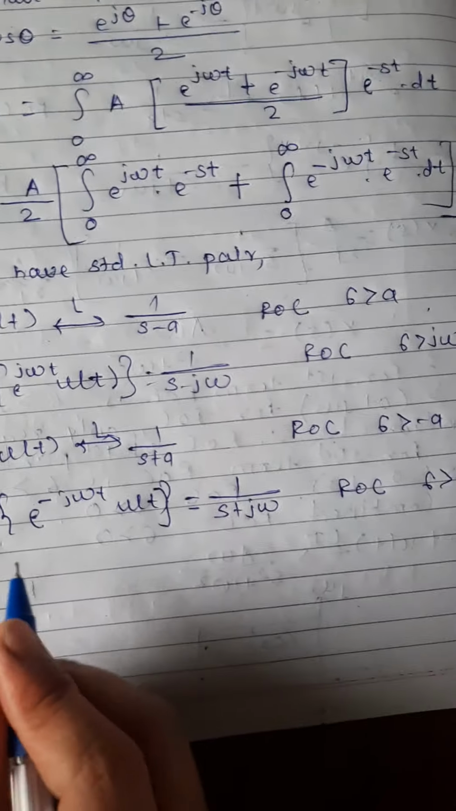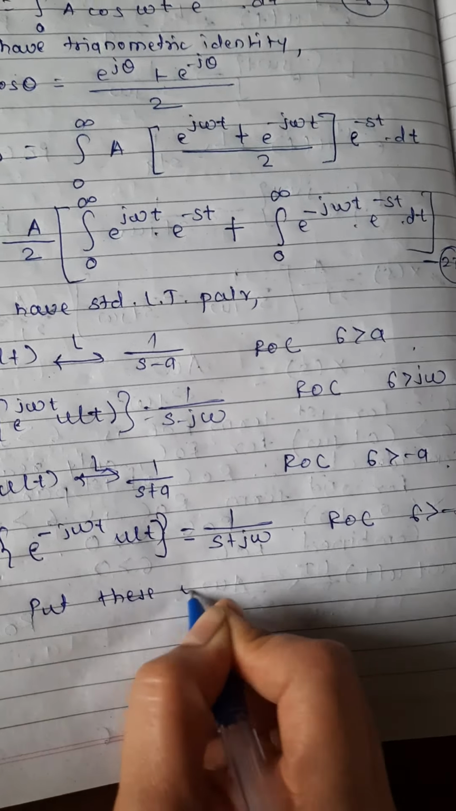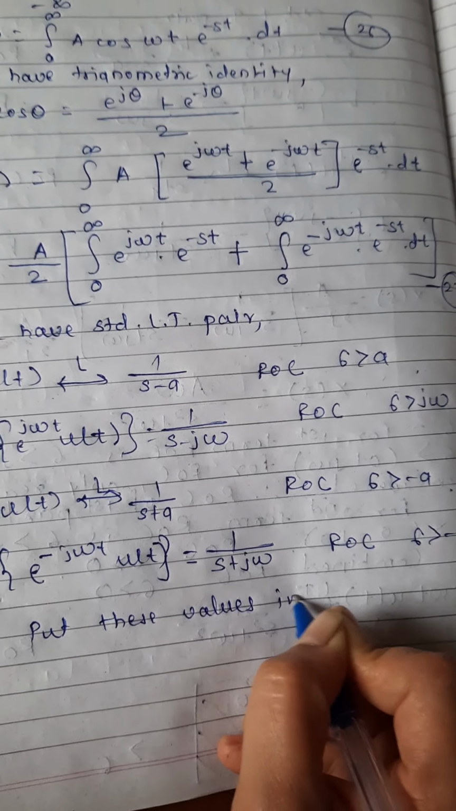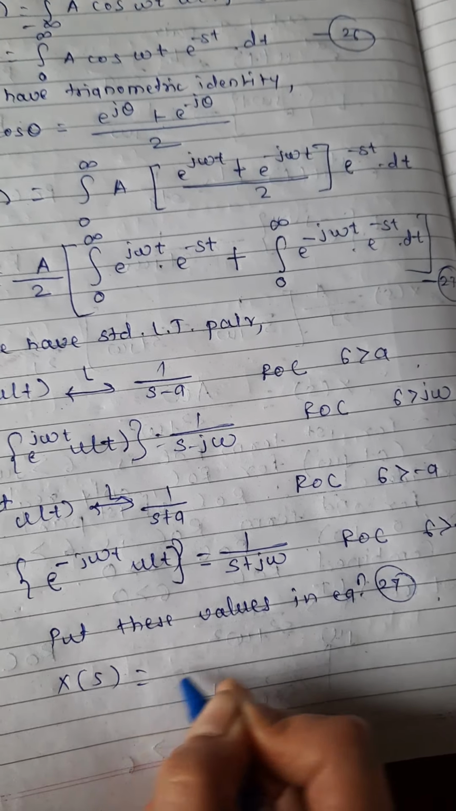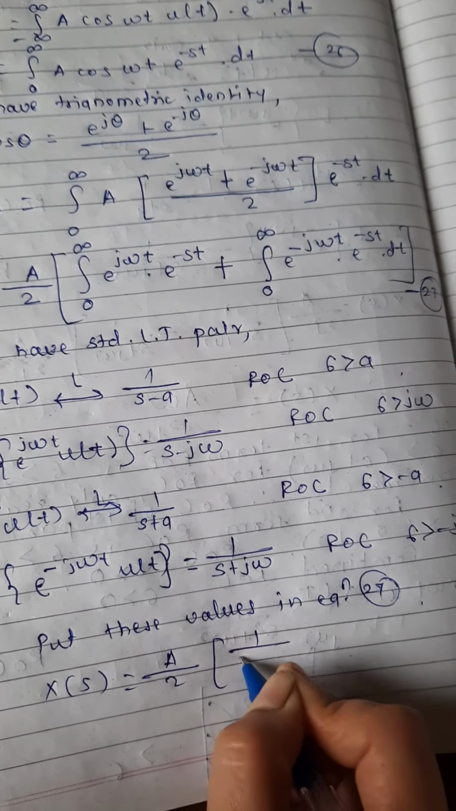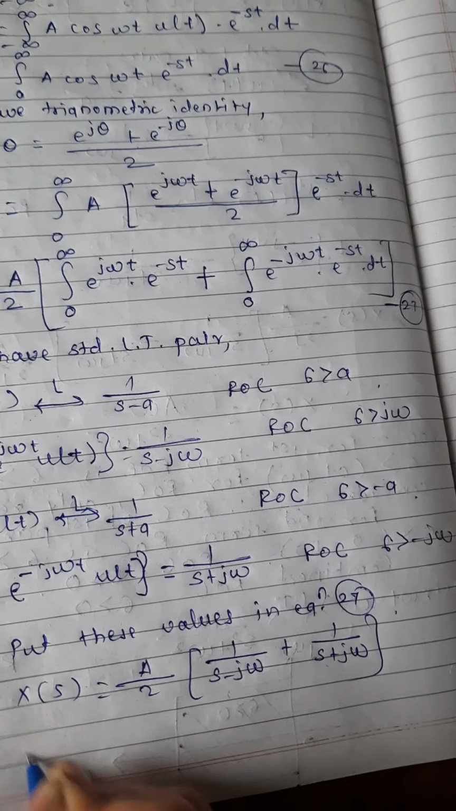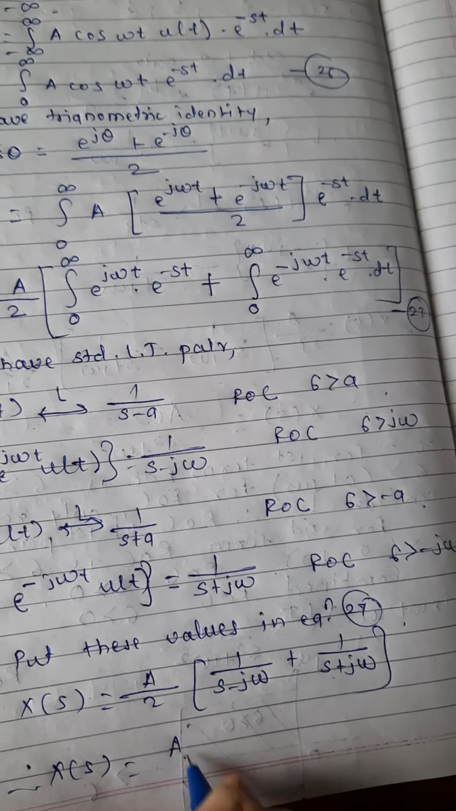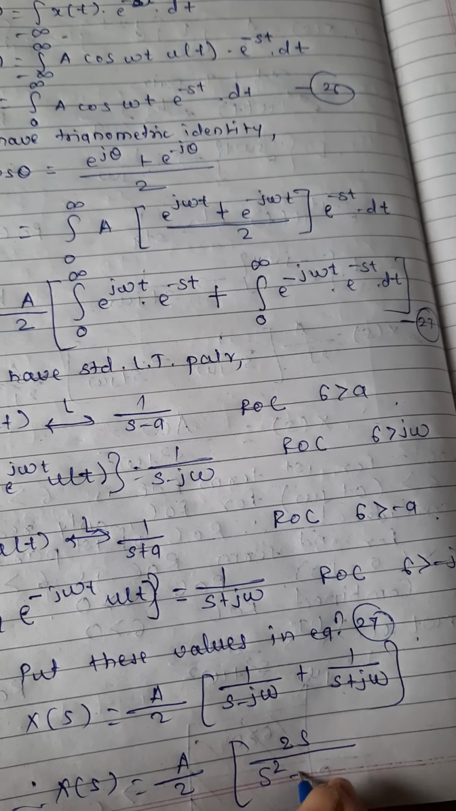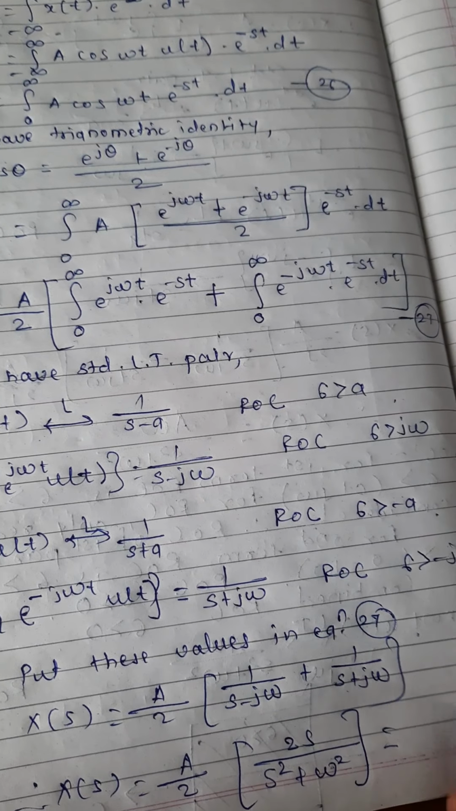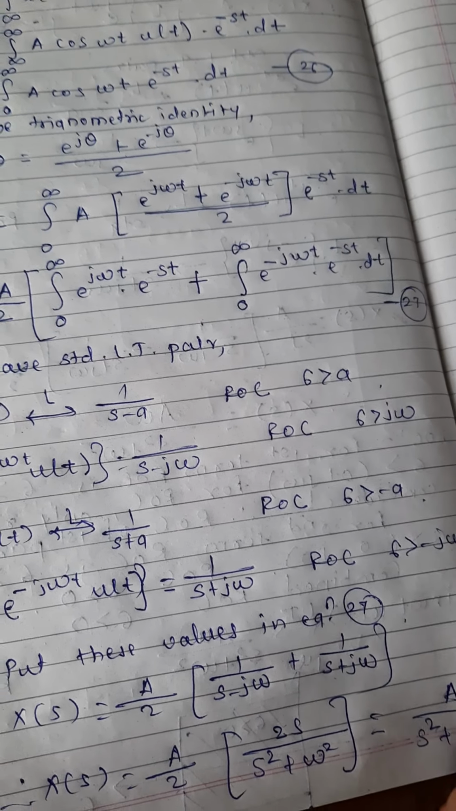So now we put these values in equation 27. We write here, put these values in equation 27. So X of s is A by 2 times 1 by s minus j omega plus 1 by s plus j omega. We solve it by cross multiplication. So it is s square plus omega square. The j omega terms get cancelled, the 2 gets cancelled. X of s is A s divided by s square plus omega square.